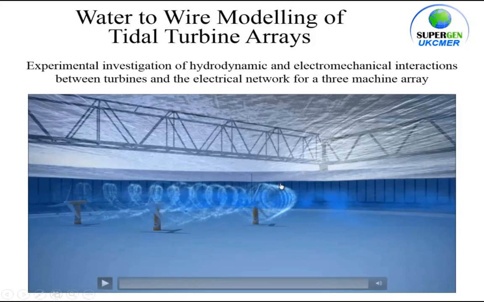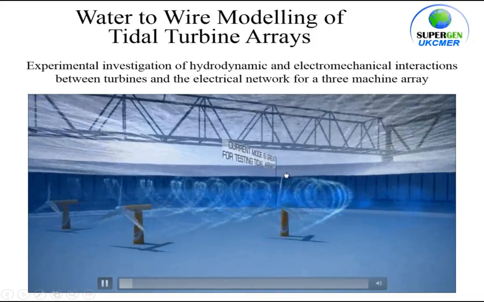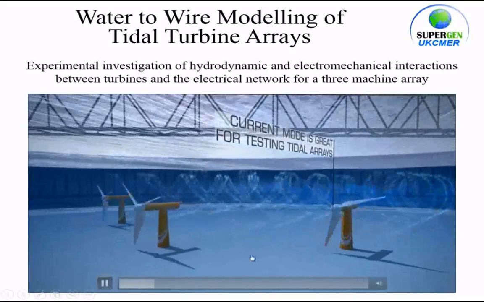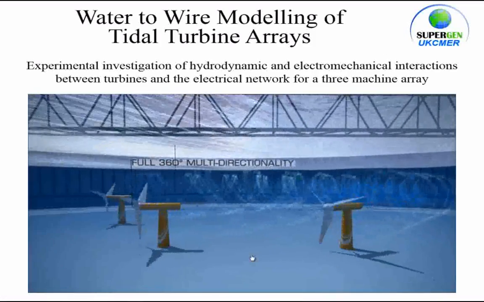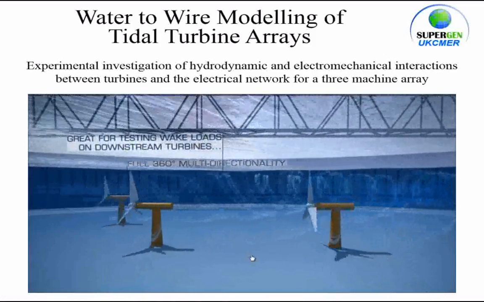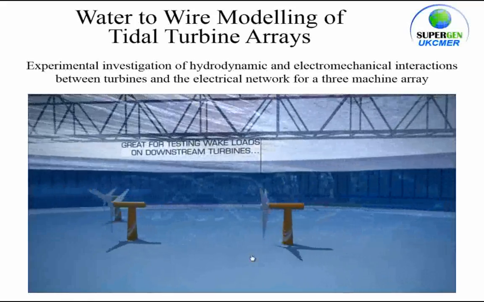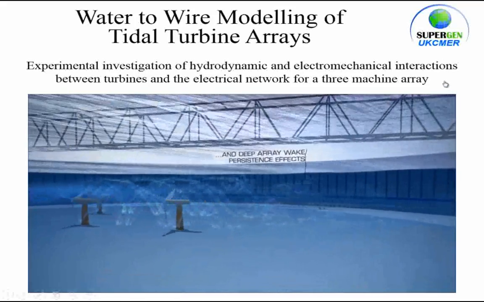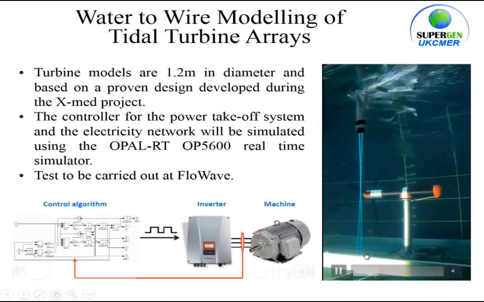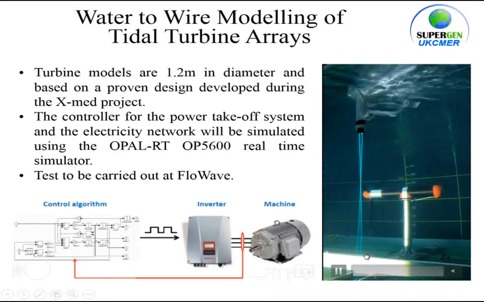This was a FloWave animation that they've very kindly let us borrow, and this shows exactly what we're going to do. So we'll have 3 turbines in FloWave, and we can obviously vary the direction of the current, we can vary the direction of the waves relative to the current, and that's exactly what we're going to do. This is following on from the work in X-Med.